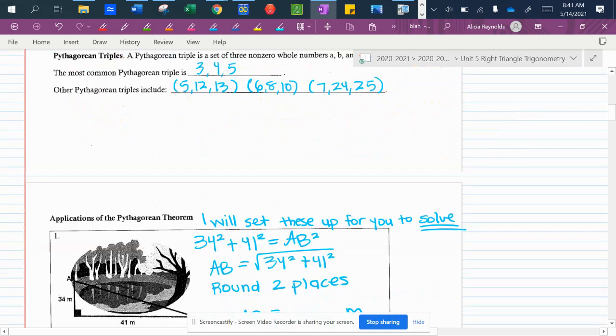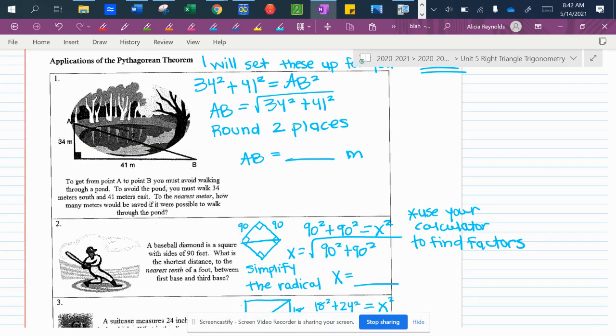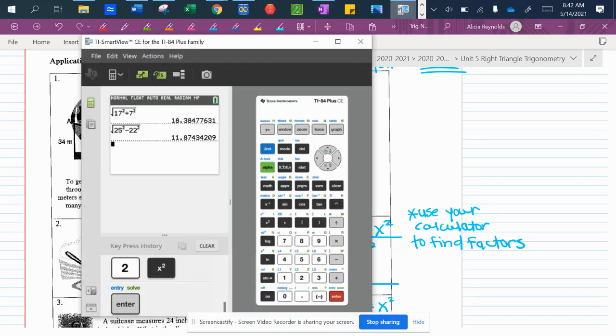All right, moving on. Word problems. So I set these up for you to try and make this a little easier. So now all we need to do is put what AB is equal to in the calculator. Don't square it and round and go back, because if I go in, let's look at why that changes things.